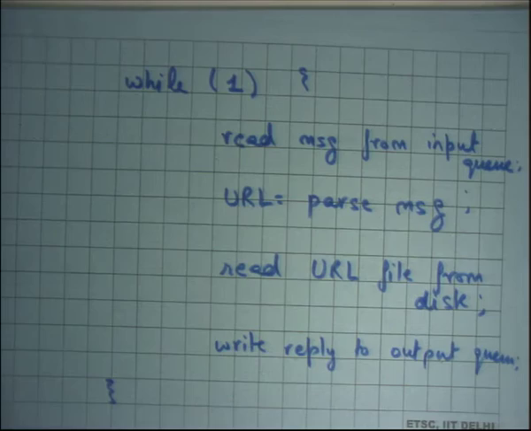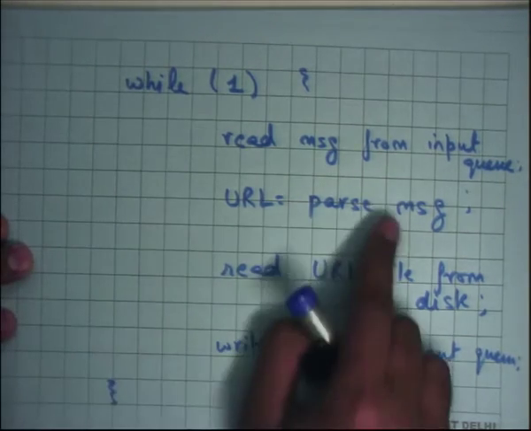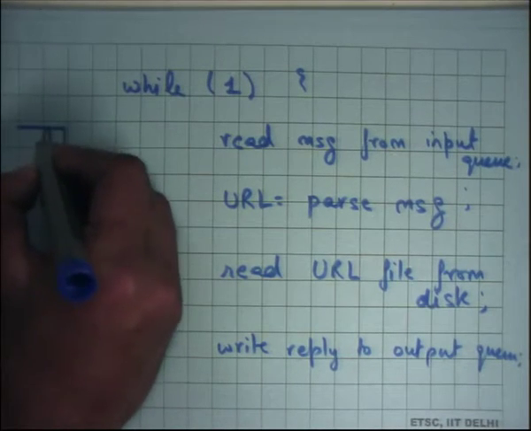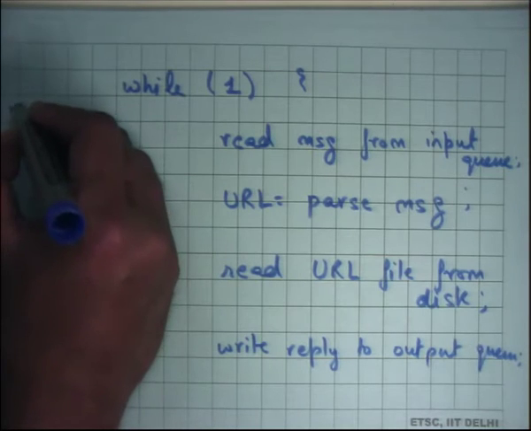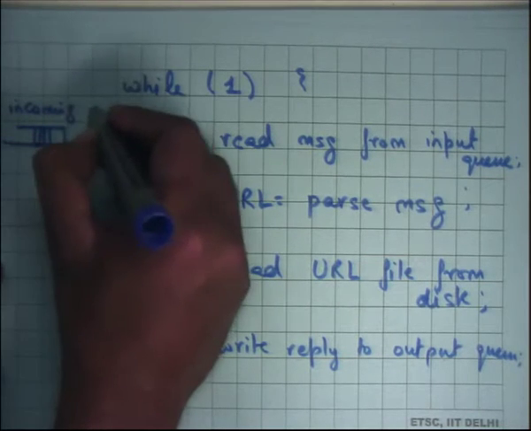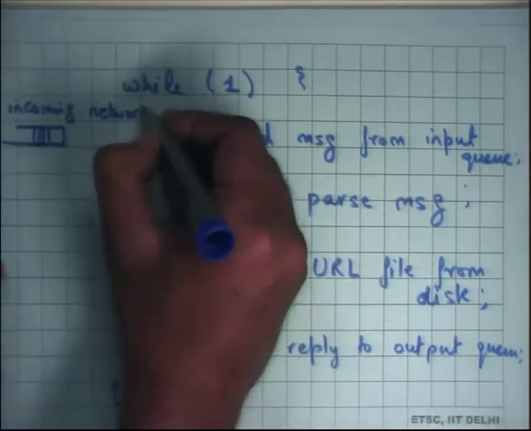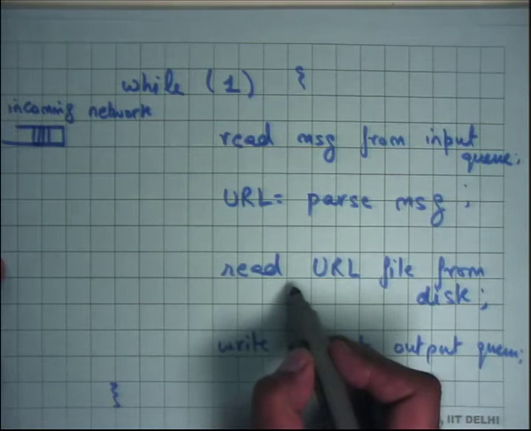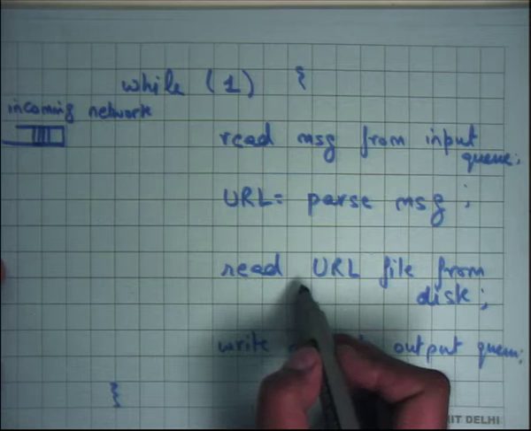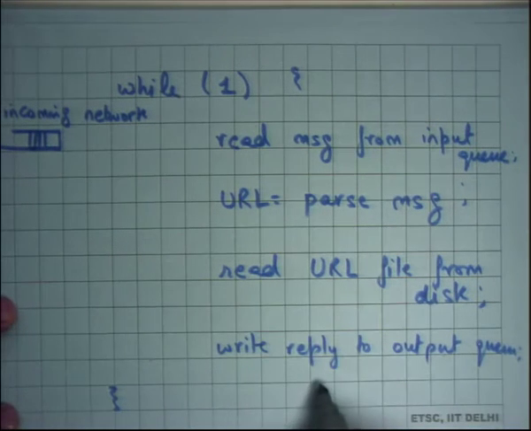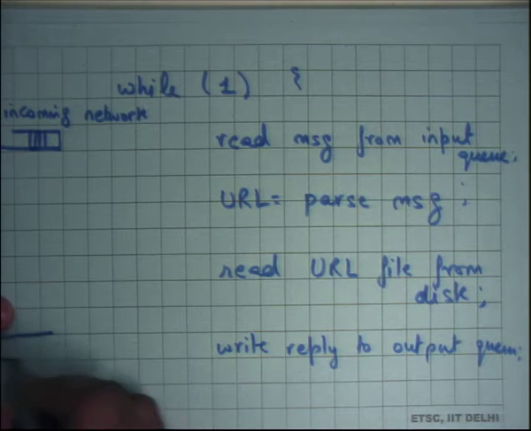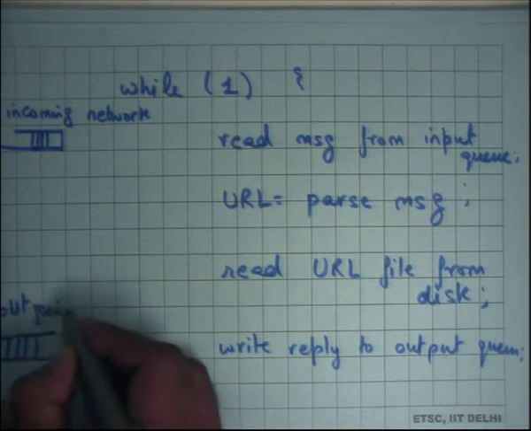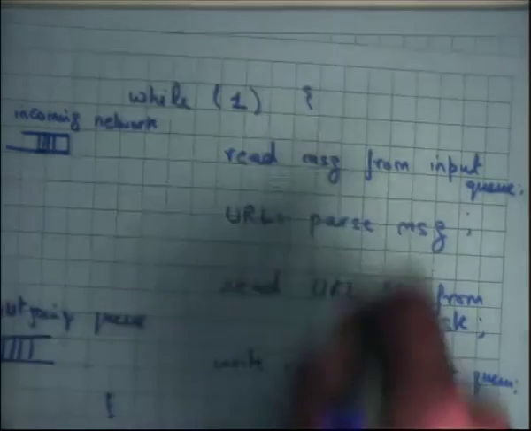All right. So this is the pseudocode of the web server. You have an infinite loop, and this infinite loop does just this. It reads messages from an input queue, right? So this is the incoming network queue, right? And parses the message, obtains a URL from the message, reads a file from the disk which corresponds to that URL, right? And writes the message to an output queue. Let's say this is the output queue or outgoing queue. Right. So we are just focusing on the server's logic.